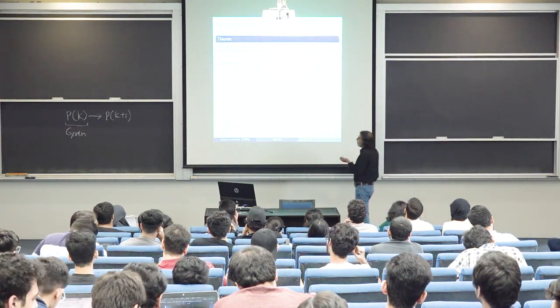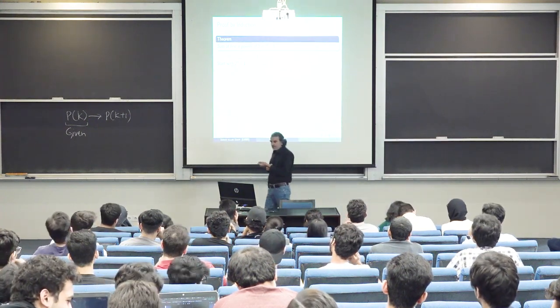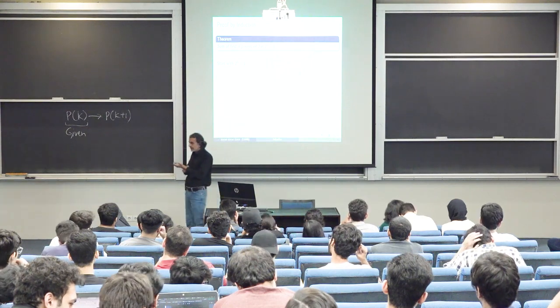Okay, let's do this one now very quickly. The sum of the first n powers of 2 is 2^n minus 1.